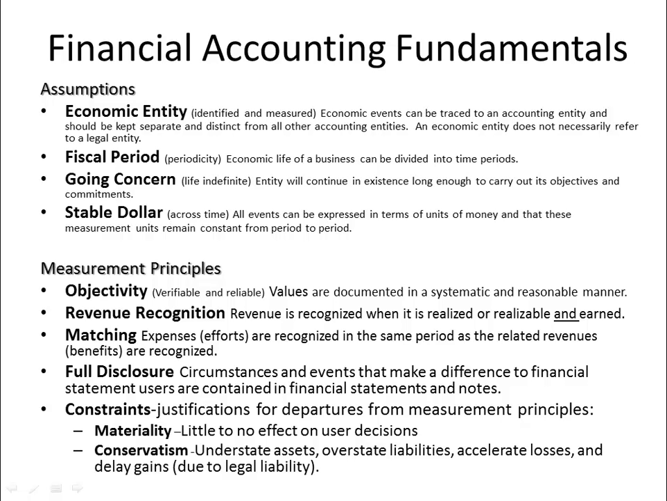In addition, we have some measurement principles of cost or of value, and there are 4 basic ones. The first one is objectivity. That means when we measure something, the values are verifiable and reliable and can be documented in a systematic and reasonable manner. Revenue recognition means that revenue is recognized when it is realized or realizable and earned. In a couple slides, we're going to find that there are 4 criteria that you can use for realized, realizable and earned.